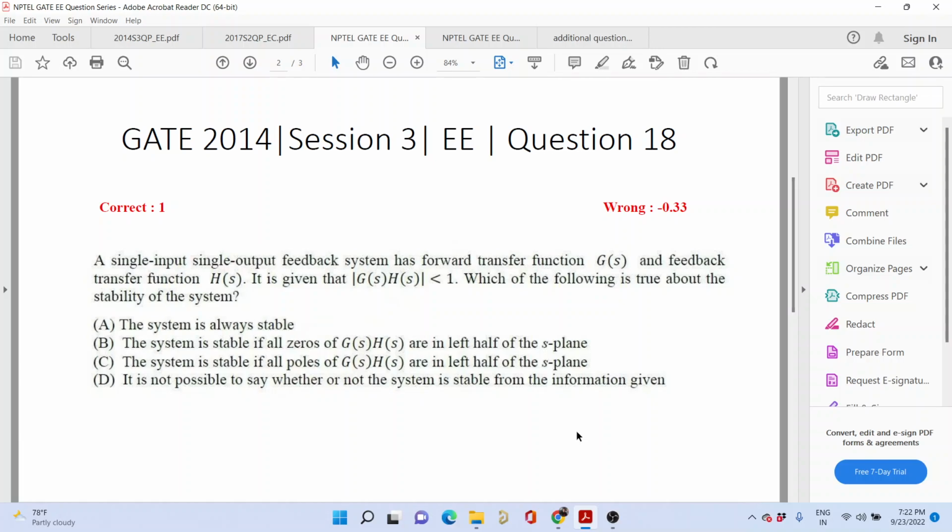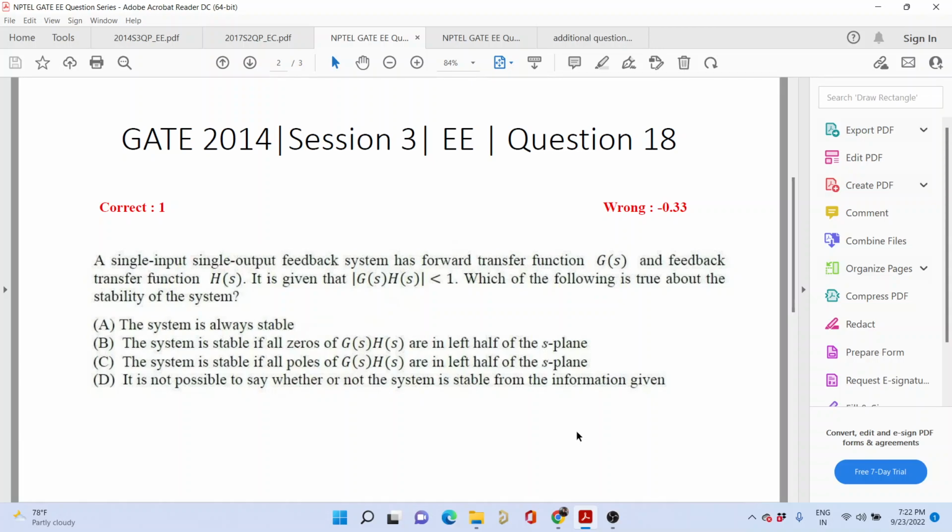One way we can say, since even if it were a positive feedback system, the output we get is G upon 1 minus GSHS. Since GSHS is always less than 1, our system will always be stable, because GSHS never becomes 1, so the denominator term never becomes 0. So our output never becomes infinity.